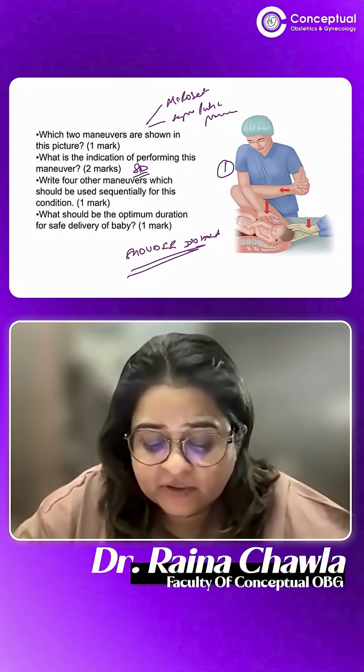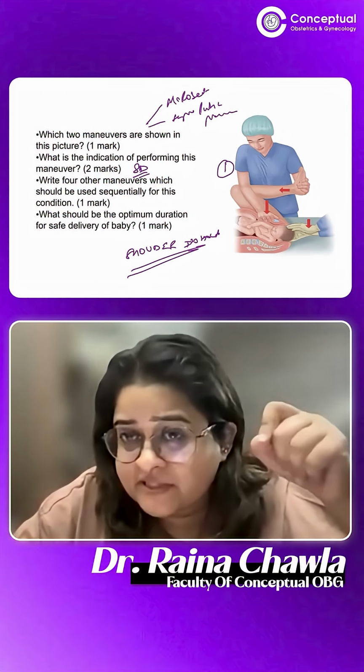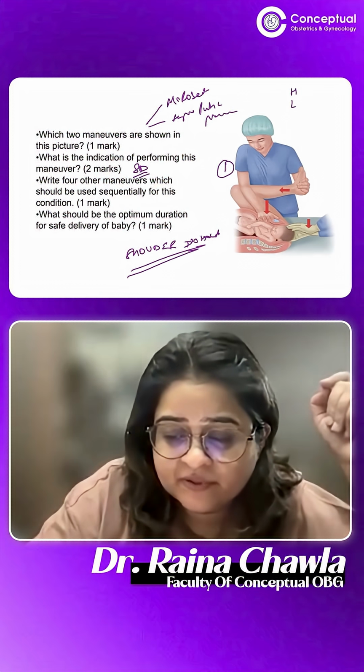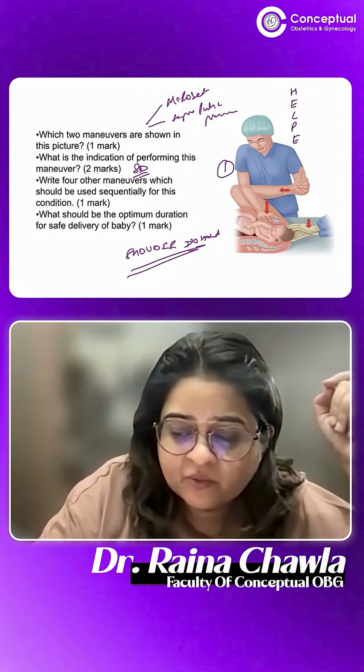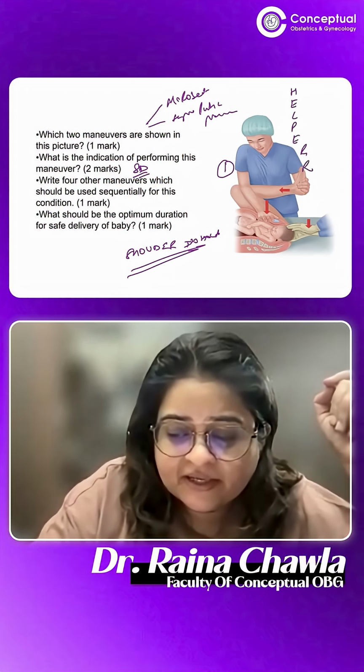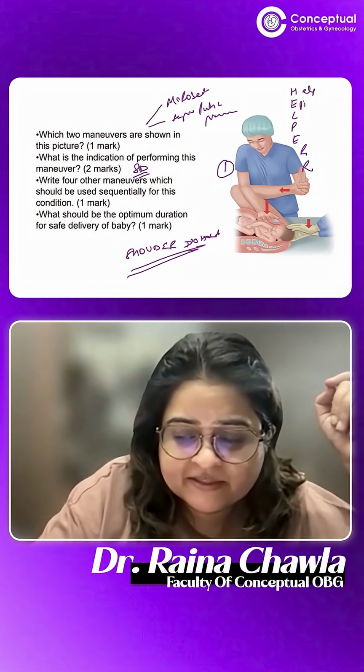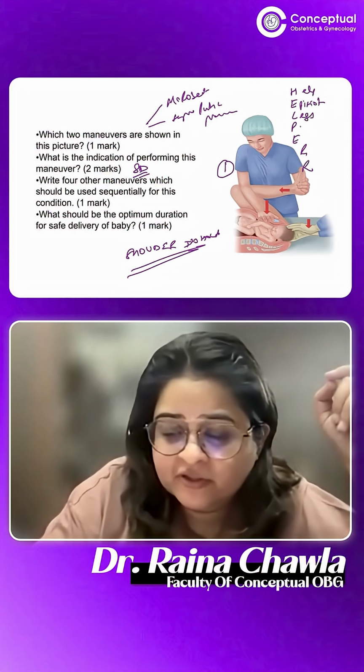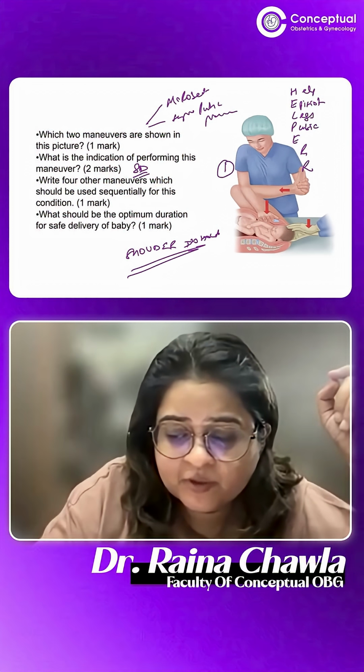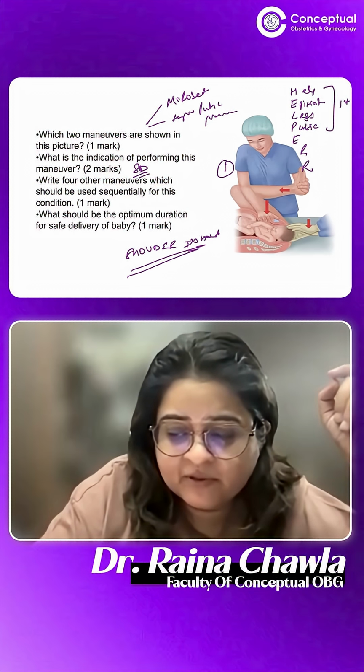Right, 4 other maneuvers which should be used sequentially for this condition. For this, you should remember the HELPERR mnemonic. What is the HELPERR mnemonic? H is call for help, E is episiotomy, L is legs, that is the McRoberts maneuver, P is suprapubic pressure. These are your first line maneuvers.